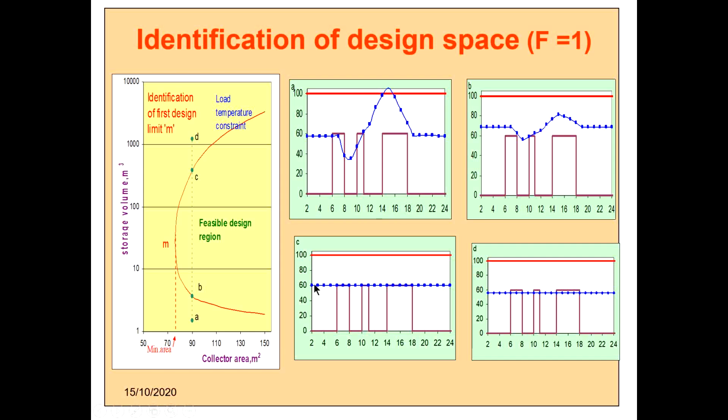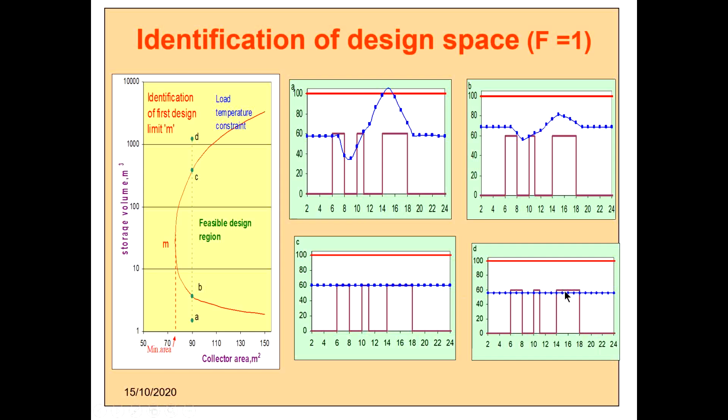Like, storage temperature over the entire day is 60 degrees Celsius. This is also acceptable to me. So this C point is acceptable to me. I mark this as a red point. But when I increase the storage tank above C, what happens?